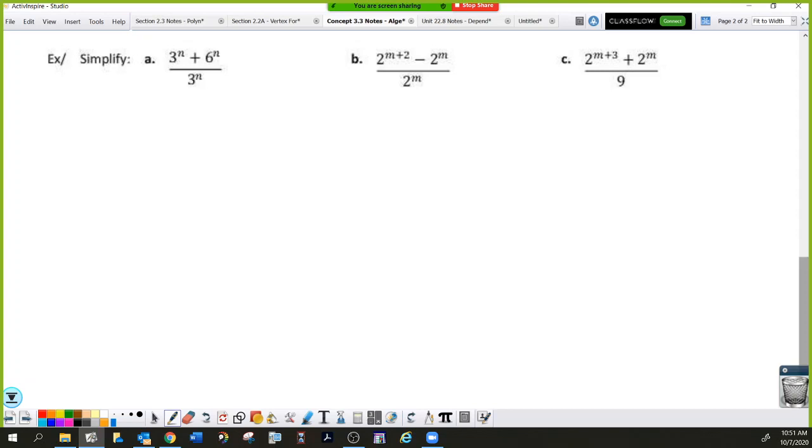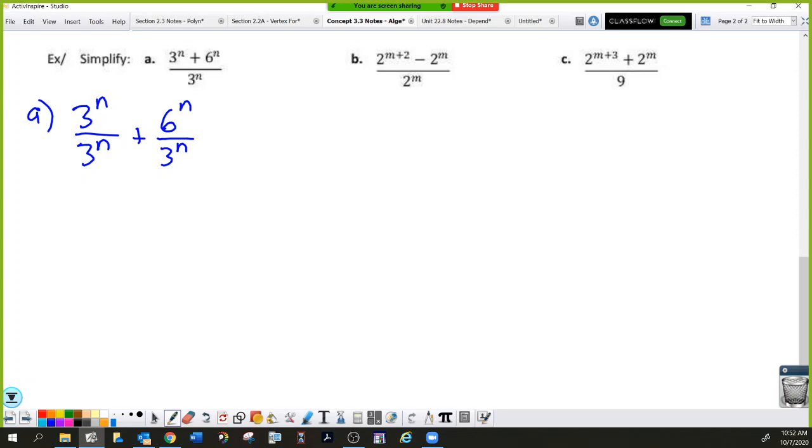All right, let's pull these off. See what we can do. It says to simplify. All right, well, what you can do is separate this into 2 fractions. They have the same denominator. So you can write it as 3 to the n over 3 to the n plus 6 to the n over 3 to the n.